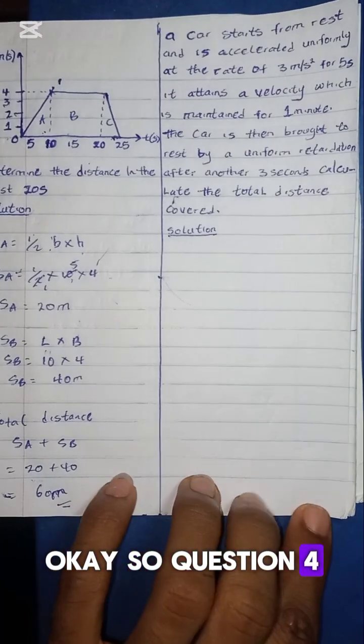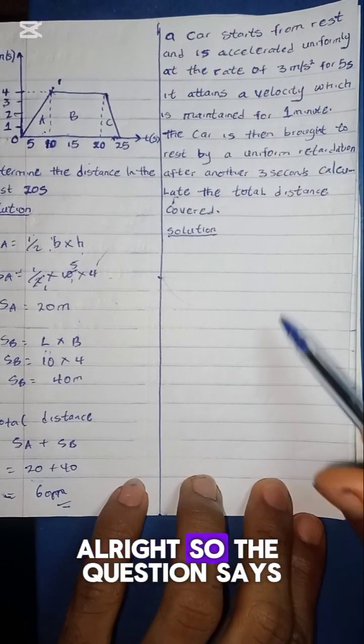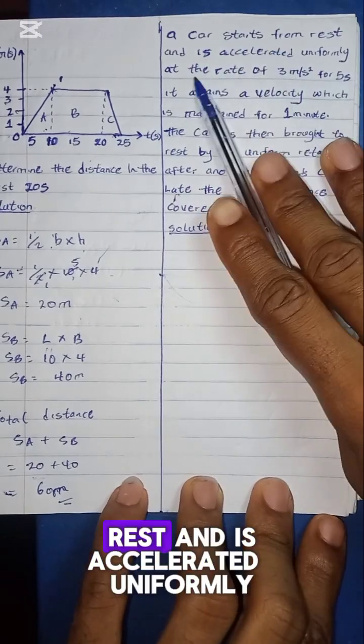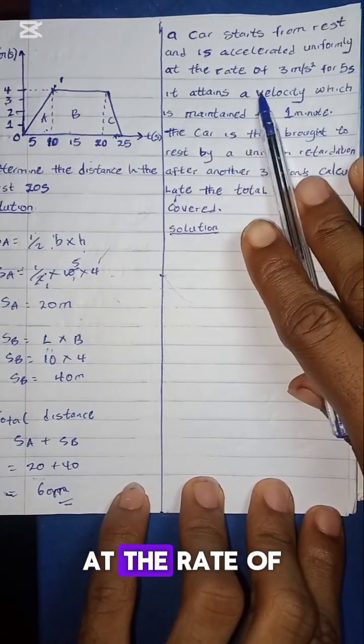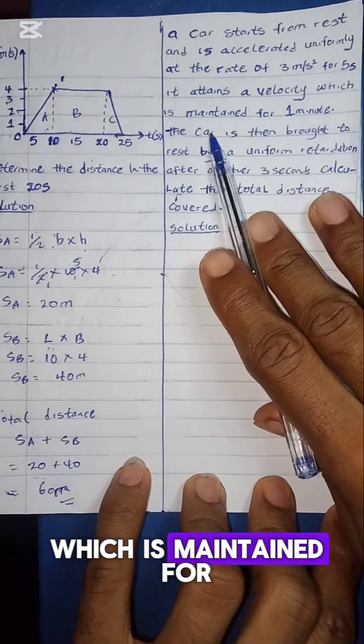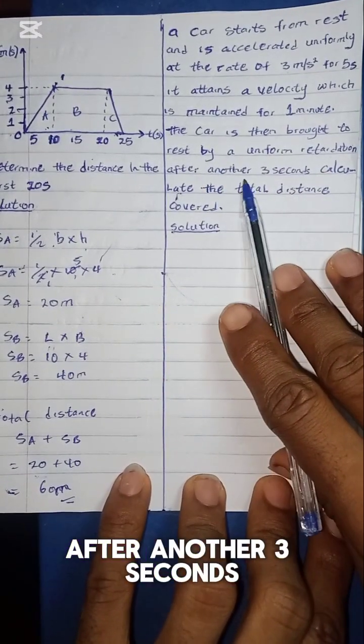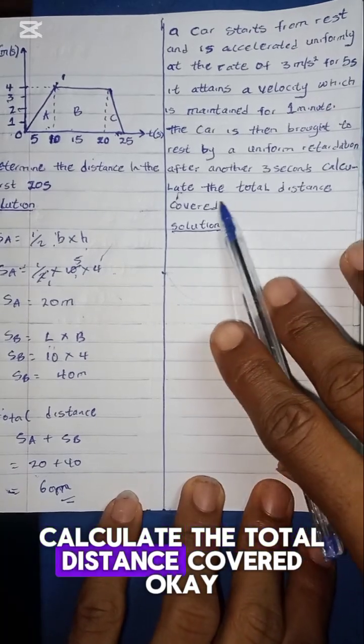Okay, so question 4. This question requires us to draw a velocity time graph on our own. Alright, so the question says a car starts from rest and is accelerated uniformly at the rate of 3 meters per second for 5 seconds. It attains a velocity which is maintained for 1 minute. The car is then brought to rest by a uniform retardation after another 3 seconds. Calculate the total distance covered.